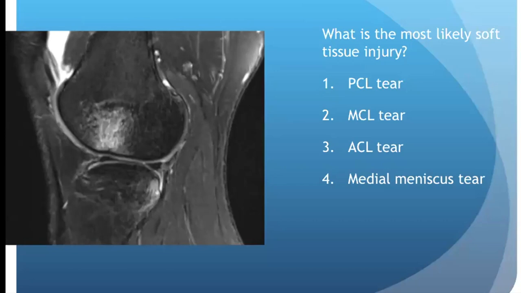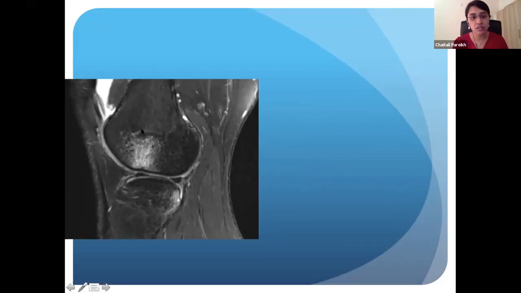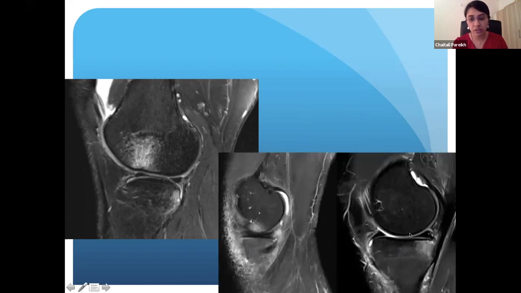So most of you have got it right. About 60 to 70% of them have answered this as an ACL tear. And this is an injury pattern of the ACL tear. This is a classical pivot shift injury pattern where you get an anterolateral femoral edema and a posterolateral tibial marrow edema. And along with that, on the medial side, what you get is a peripheral medial marrow edema along with a posteromedial tibial marrow edema.